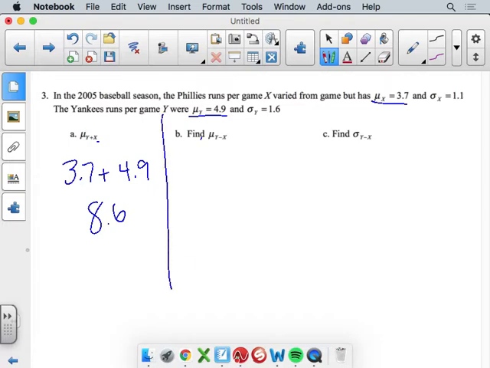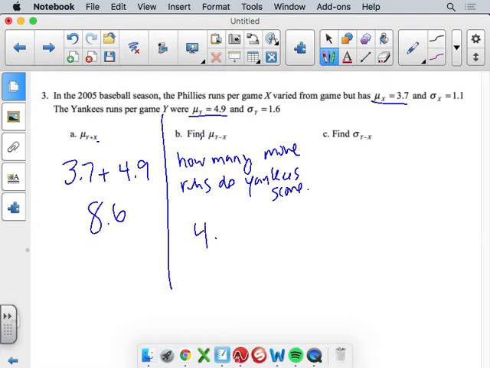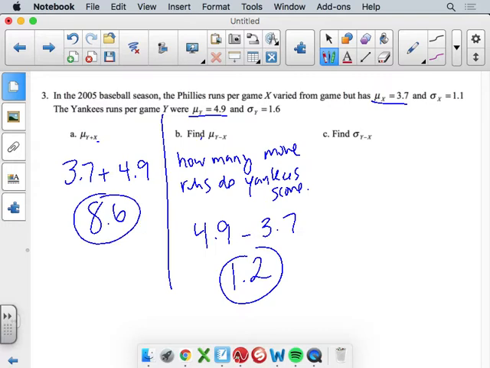find the average of Yankees minus Phillies. So this is asking like how many more runs do the Yankees score, basically, if they didn't put it into context. And so that would be like the Yankees score 4.9 typically. The Phillies score about 3.7. So the Yankees would typically beat the Phillies by about a run, is what that means.